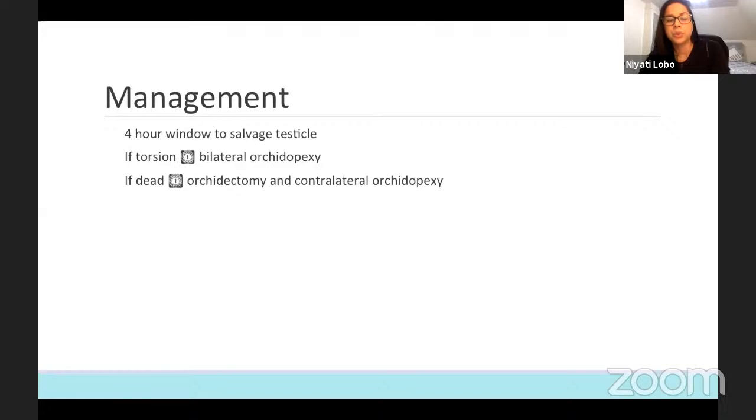If it is a torsion, we fix both sides. We do a scrotal exploration, untwist the testicle, and hopefully it pinks up. If the testicle pinks up, that means it's salvageable, and we'll fix both sides. We place sutures through the testicle into the wall of the scrotum to stop it from twisting again. We know that if you've had a torsion on one side, your risk of having it on the contralateral side is higher. That is why we fix both sides. If the testicle is dead, you remove the dead testicle and then you fix the contralateral side.